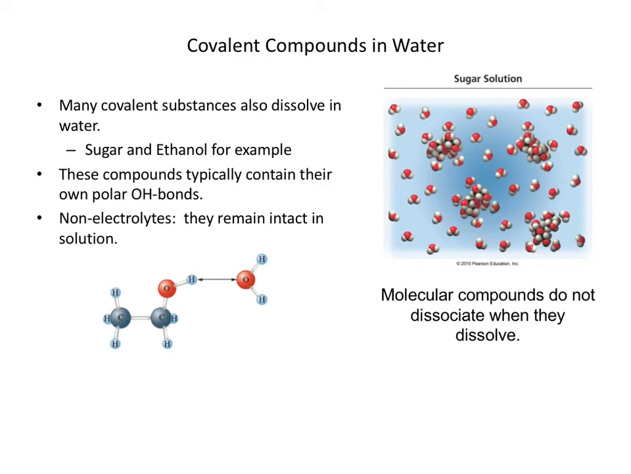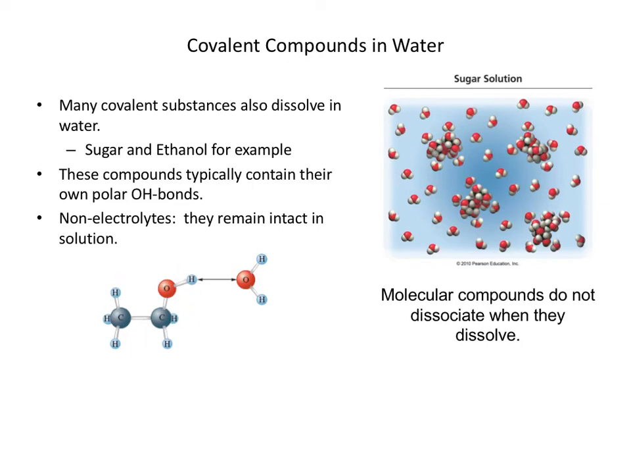Now, many ionic compounds dissolve in water, but certainly many covalent compounds do as well. And most of the covalent compounds that are soluble in water, that can be dissolved in water, are also polar, right? So they have these partial negative and partial positive charges. So ethanol is a covalent compound that is very soluble in water.